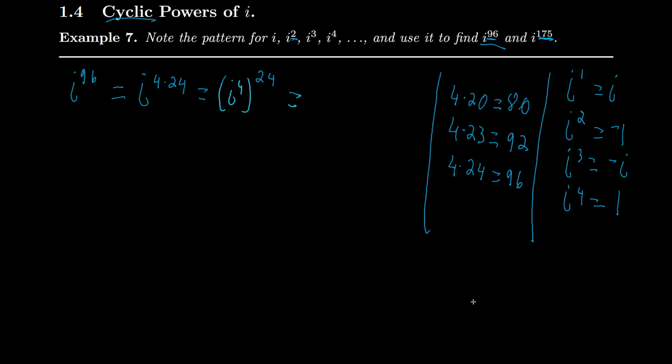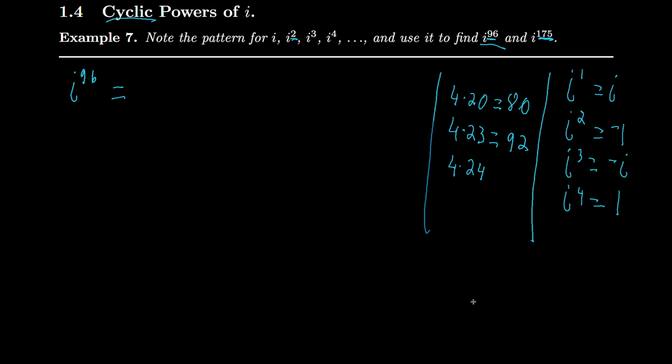Why did we group it together as i to the 4th? Well, because i to the 4th is just 1. And 1 to any power is 1. 1 times 1 times 1, 24 times is just 1. So i to the 96th is just 1. Okay, that was an easy example. We didn't even have to add anything to it.